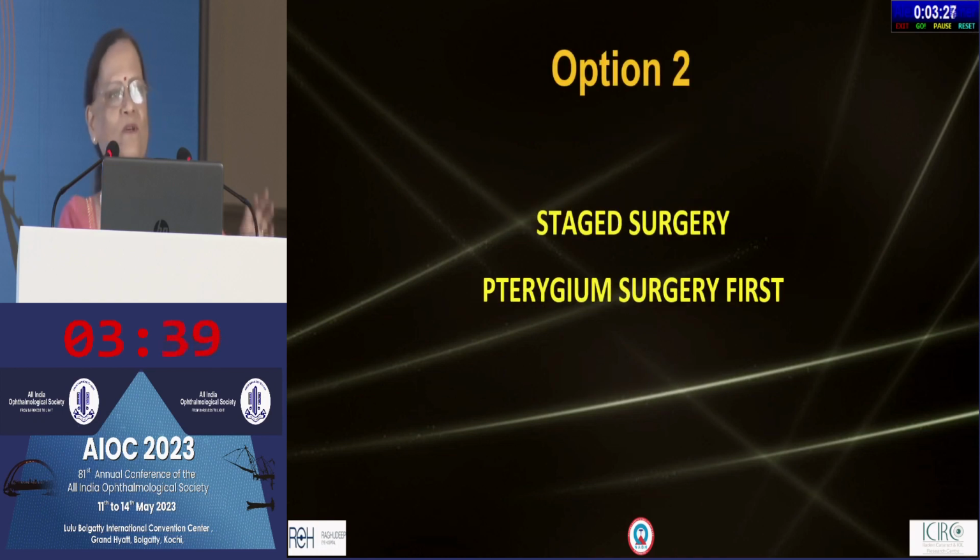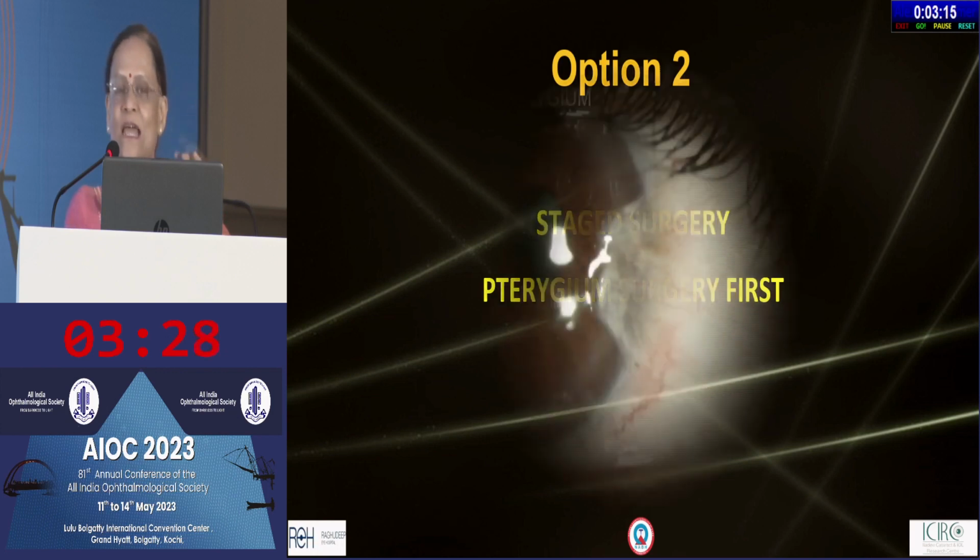So where option 1 was where we left the pterygium alone, in these 2 situations we do the staged surgery, where we do the pterygium surgery first, even though the patient had come to us for a cataract surgery.